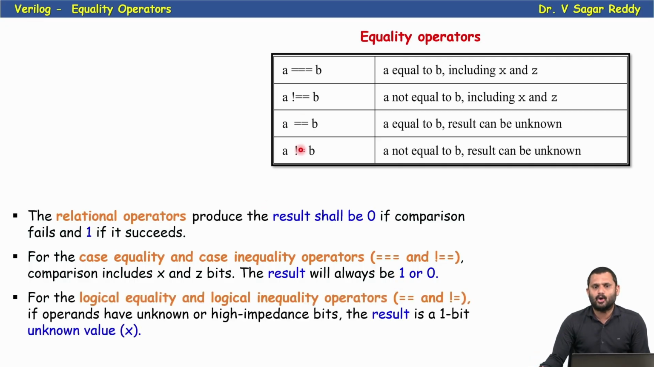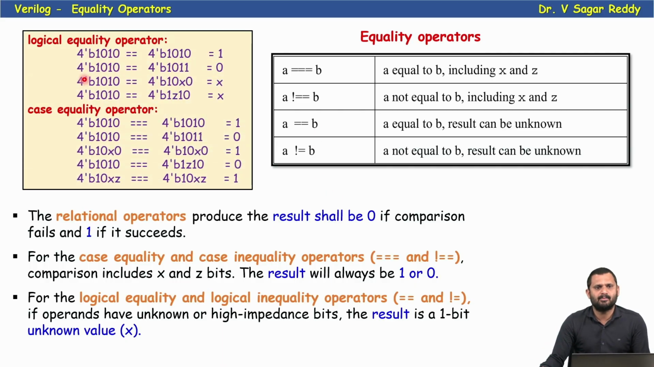So these two are the logical equality and logical inequality operators, equal equal and not equal. If the operands have an unknown or high impedance bit, the result is a 1-bit value, that is unknown, x only. In the case of logical equality and logical inequality, if one operand is unknown, either x or z, the result is unknown, x only. Now see some examples here.